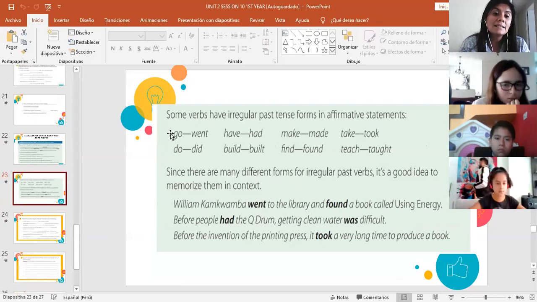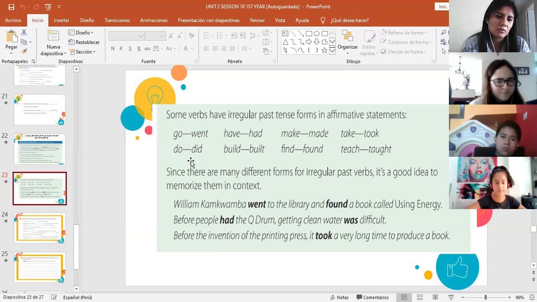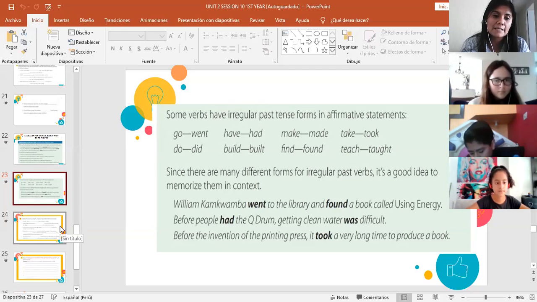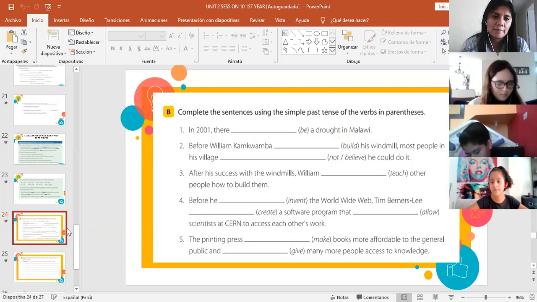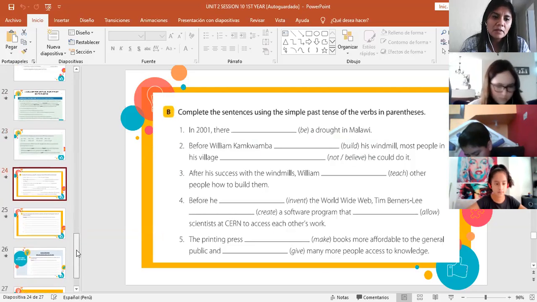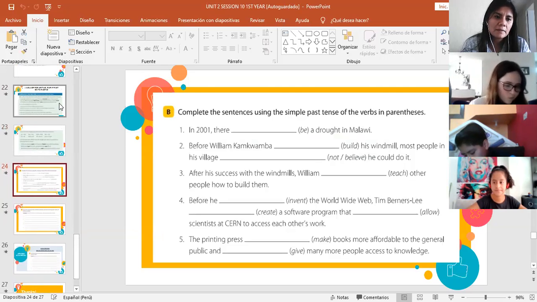I suggest you memorize this because next class I am going to give a dictation and a quiz about the simple past of irregular verbs. So circle this in your text, because in a pop quiz I'm going to ask you, what is the simple past? And so on. Okay? Go to activities B and C.